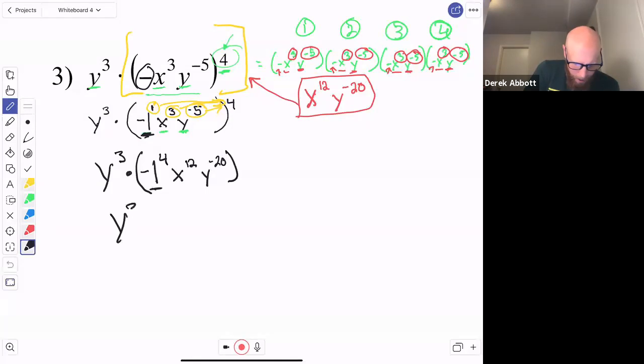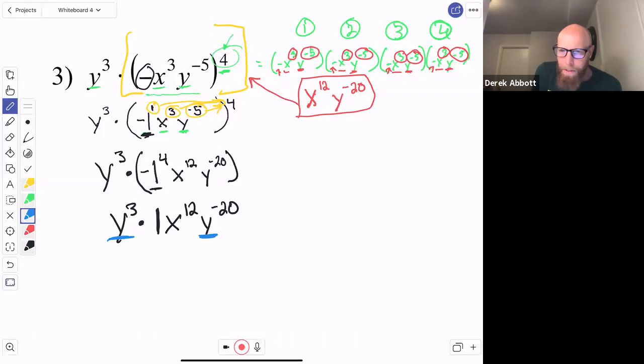Okay, here we go. Y cubed times, let's just work this out. Negative 1 times negative 1 is positive 1, times negative 1 is negative 1, times negative 1 is positive 1. So anytime we go to an even exponent on a negative value, it changes it to a positive. So we have 1 x to the 12th y to the negative 20th. Okay, now time to do the next step. As we look across here, I see a y base and a y base, and no other bases that match up.